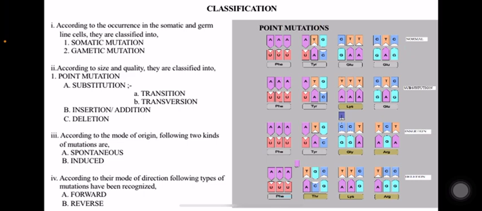The next type of substitution mutation is transversion. That is, a pyrimidine is altered with a purine, or a purine is altered with a pyrimidine. These types of reactions are called transversion reactions.